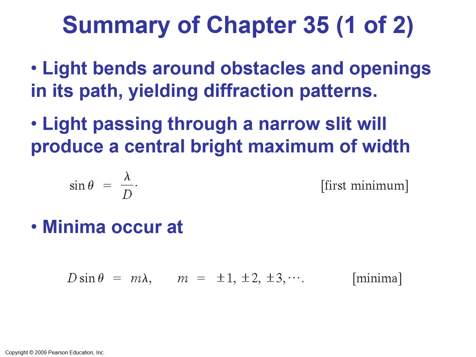Summary of Chapter 35. Light bends around obstacles and openings in its path, yielding diffraction patterns. Light passing through a narrow slit will produce a central bright maximum of width given by sine theta equals lambda over d for the first minimum, and minima occur at d times sine theta is equal to m times lambda for integer m starting from plus or minus 1.